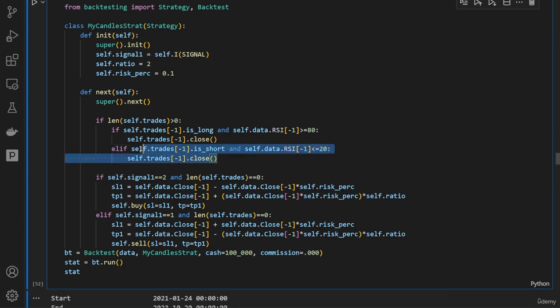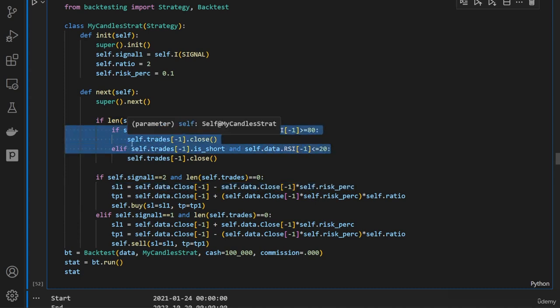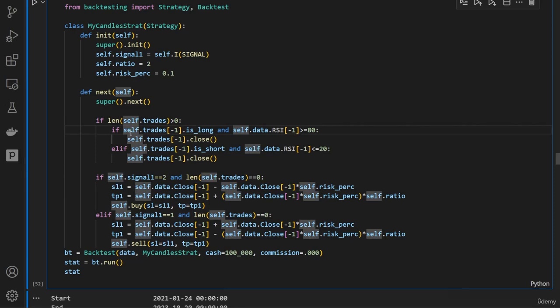So this is how we can close these positions, not only relying on the stop losses, but also relying on the RSI. So whichever comes first, either the stop loss or the RSI is going to close our open trades.